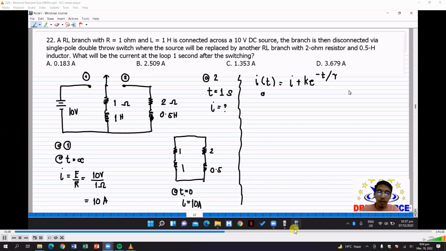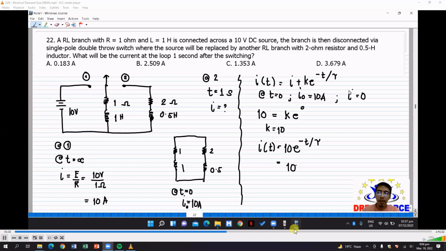Okay, so we have at t equals 0, this is I0. Let me just put I0 here. So I0 is 10 amperes, but we have no initial current, that is 0. So from here, we have 10 equal to 0 plus K e raised to 0. So our K is equal to 10. So I as a function of t is equal to 10 e raised to negative t over tau. So from here, we have 10 times e raised to negative t. What is our time? 1 second.